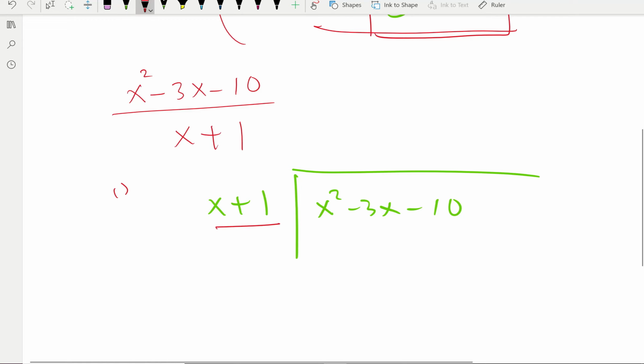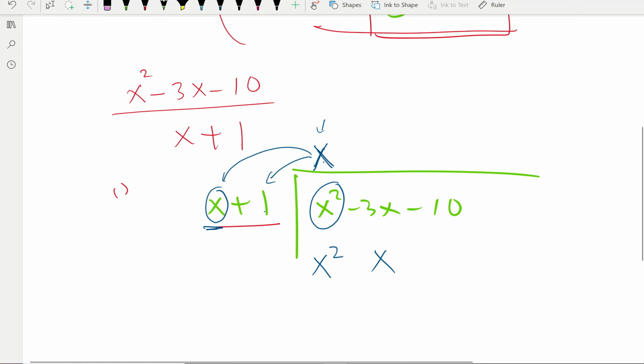To do the polynomial long division, we compare the first term of the dividend to the first term of the divisor. How can I create the first term of the dividend from the first term of the divisor? x squared needs to be constructed using x. If we multiply x by x, we get x squared. So we multiply by another x. Once you find this, re-multiply the divisor by that x. So x times x is x squared, x times 1 is x.